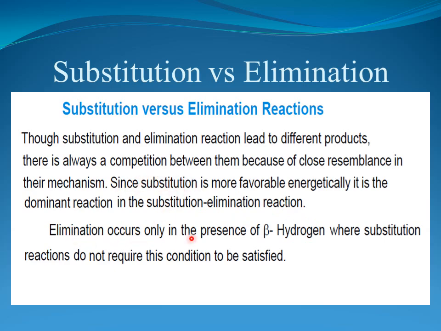Elimination reaction occurs in the presence of beta hydrogen. So if we are having a substrate with no beta hydrogen, then substitution is going to be the product. We will get a substituted product, whereas the substitution reaction does not require a beta hydrogen.